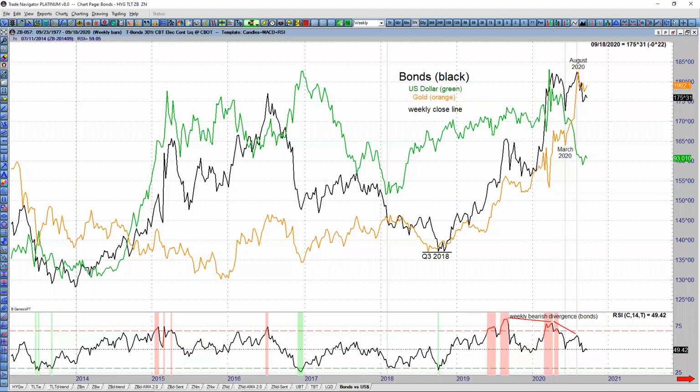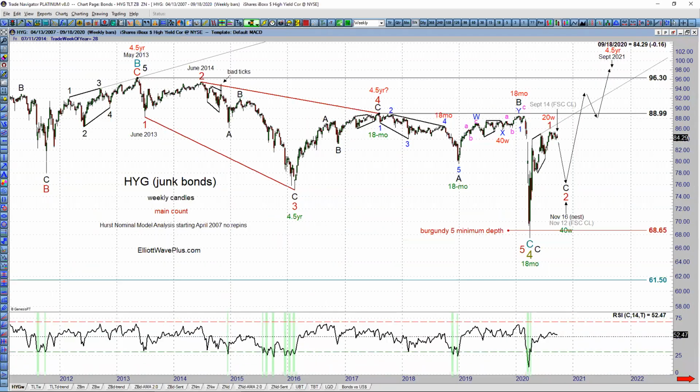Okay, bonds, junk bonds. The FTSE cycle program is bearish junk bonds from now through mid-November. So I'm looking for that move to the downside.